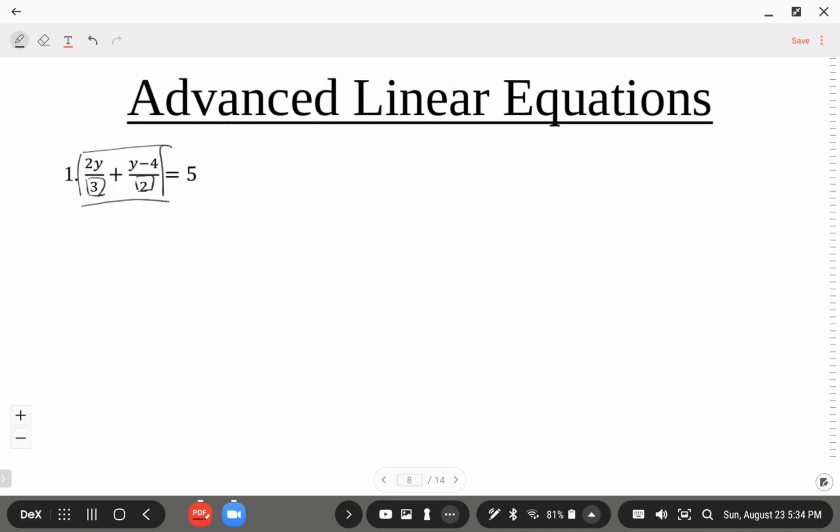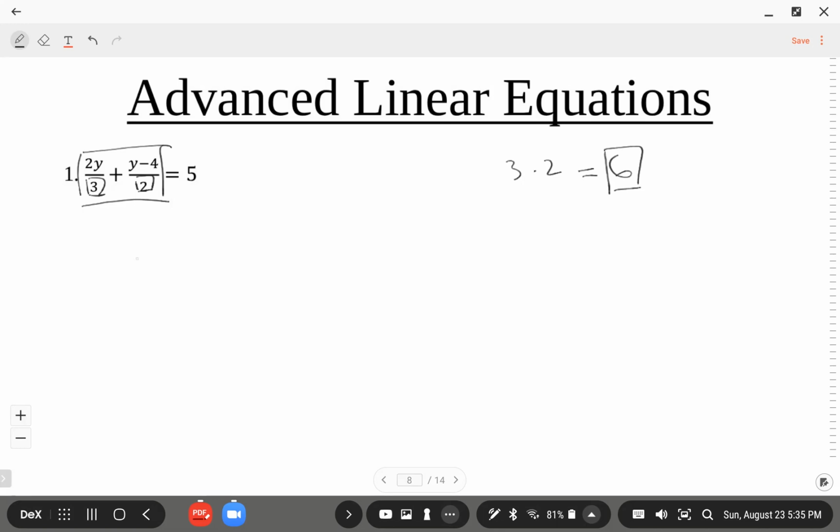And when we have that, we need to multiply by the least common multiple. Okay? We have to multiply by the least common multiple. And what is the least common multiple of 3 and 2? Well, it is 3 times 2. And then that equals 6, right? So that is the least common multiple of 3 and 2. So let's multiply every term by 6.